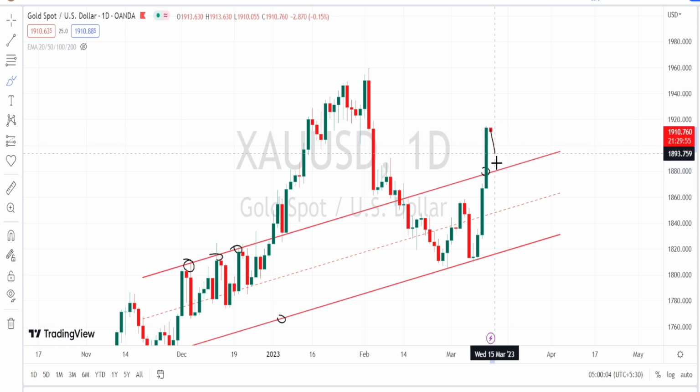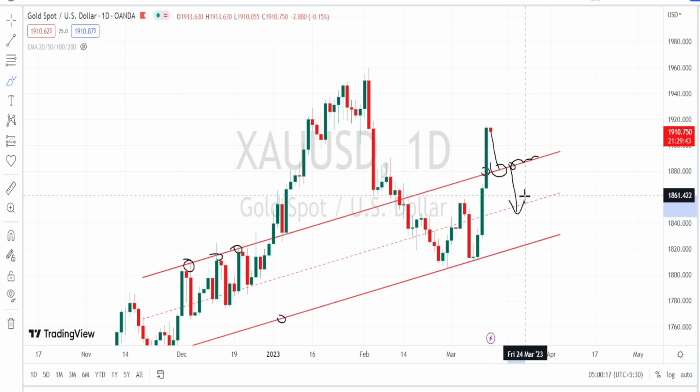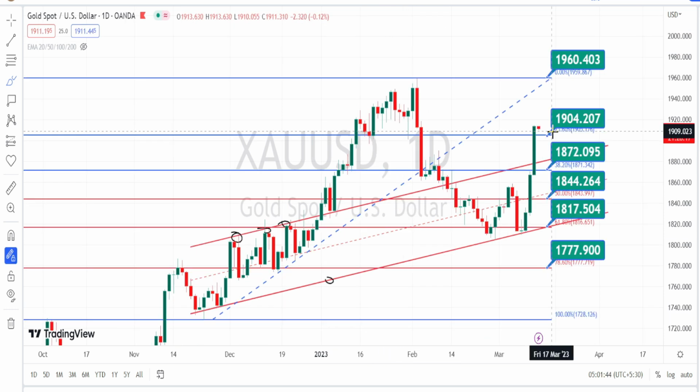And if the price action bounces back also, this bullish channel pattern support line will be acting as a support for the future price action. And only when the price action breaks this support line, we can expect a further continuation of the bearish trend in daily time frame. And when we look at the support and resistance levels, so immediate support is going to be around 1904.